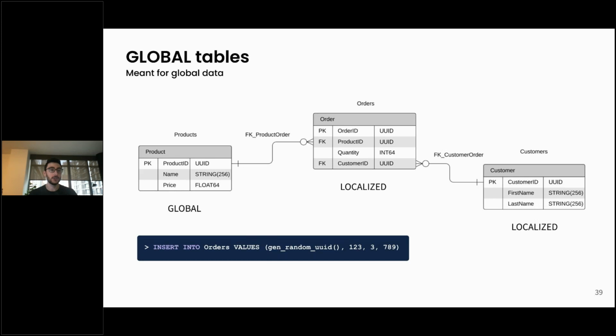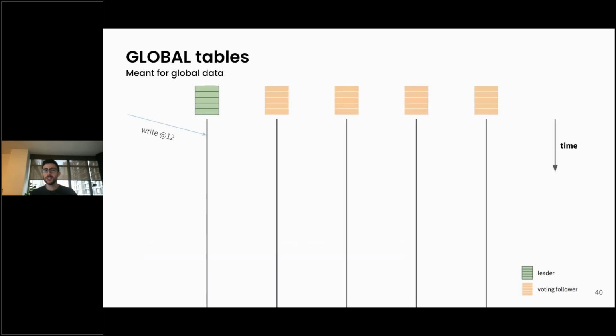Luckily, global tables can save us. As long as we're okay with slightly slower writes to the products table, we can make the table fast for reads from all regions consistently. And so no matter where this insert statement is being run from, we'll expect single-digit millisecond latency. So let's see how global tables are implemented under the hood.